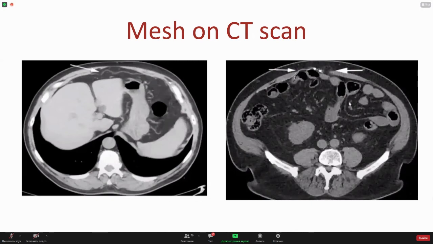Here's another mesh very similar, but what you can use here, again, as we mentioned earlier, is that there's some tacks.